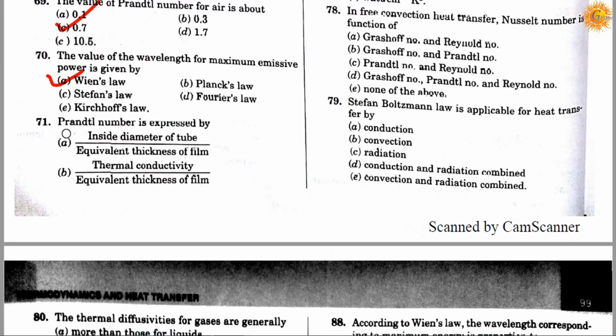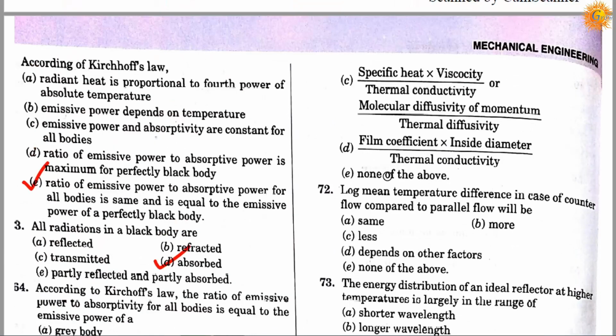Question number 71. Prandtl number is expressed by option A, inside diameter of tube divided by equivalent thickness of film, option B, thermal conductivity divided by equivalent thickness of film, option C, specific heat into viscosity divided by thermal conductivity, or molecular diffusivity of momentum divided by thermal diffusivity, option D, film coefficient into inside diameter divided by thermal conductivity, and option E, none of the above. Correct answer is C, specific heat into viscosity divided by thermal conductivity, or the molecular diffusivity of momentum divided by thermal diffusivity.